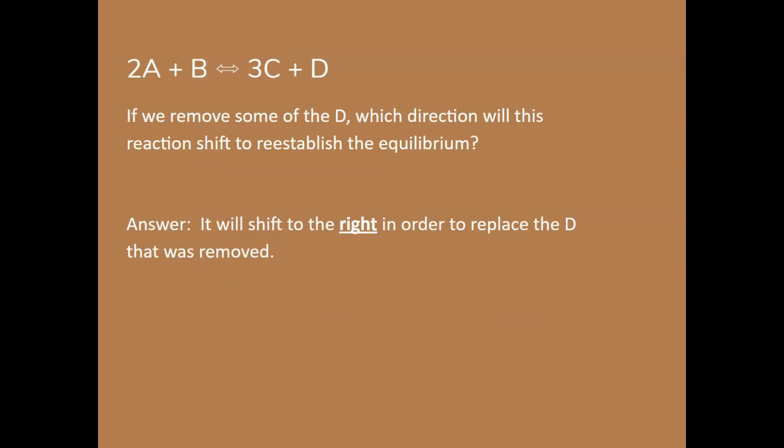Now let's look at this reaction, 2A plus B, and then it's in equilibrium, so we have the double arrows again, produces 3C plus D. Well, if we take away some of D, which direction will the reaction shift? Well, the answer is it will shift to the right because it's trying to replace D that you removed, whatever product D is. So it's going to shift that direction to make more of that and reestablish equilibrium.